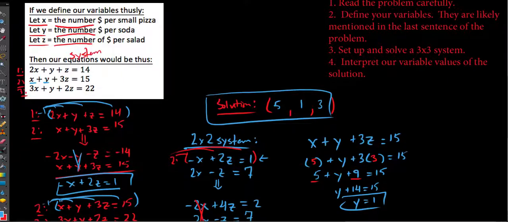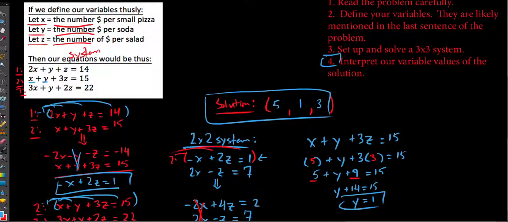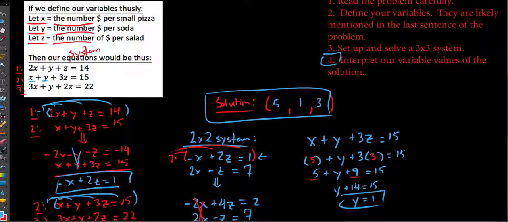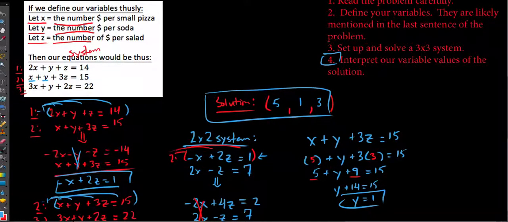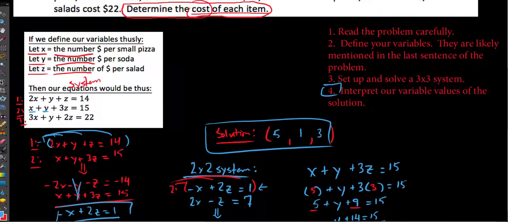But remember that step 4 is going to be to interpret our variable values in the context of the problem. So what is it that we were using x, y, and z to represent? Remember, x is the number of dollars per small pizza. So we can look at this as it costs $5 per small pizza. y is this $1 cost per soda, and z is this $3 per salad. So I'm going to tell you that you need to pick a spot to write this out in because you must give a conclusion, and that's what I'm going to do here.